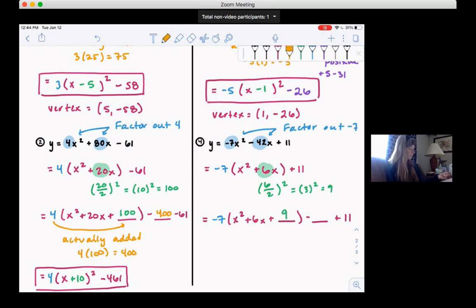And then to figure out what number we subtract, we have to incorporate the leading coefficient, because everything inside those parentheses is being multiplied by -7. So we've actually added -7 times 9, which is -63. So when we subtract outside, we're going to subtract -63.